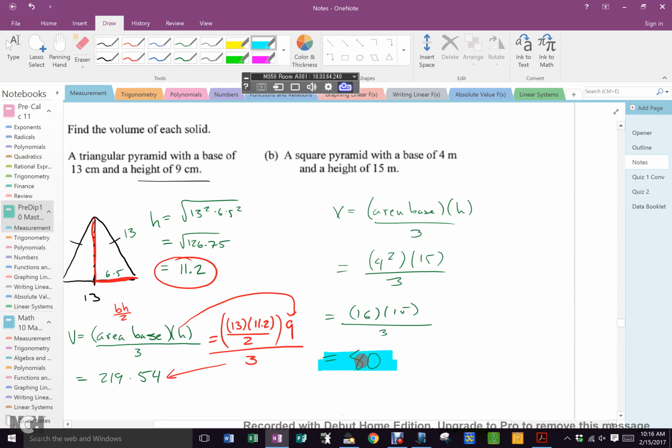Everyone was okay with 80? Yep. I just did 16 times 5. Yeah, that's fine because 15 divided by 3. You could have also done 16 divided by 3 times 15.